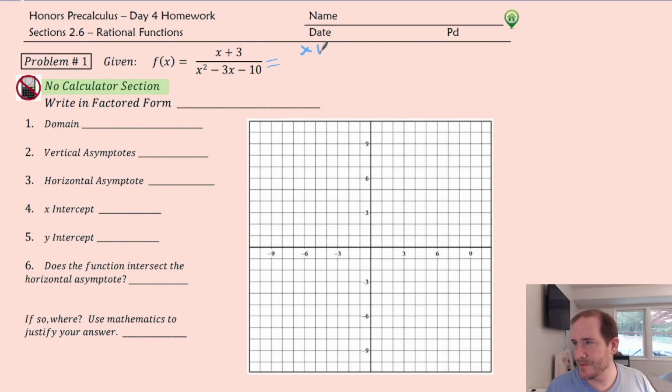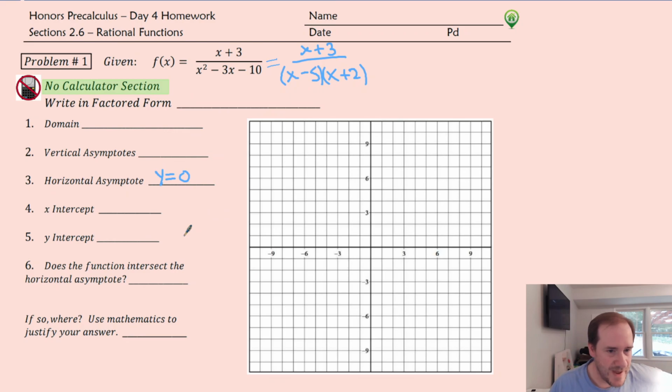So we've got the x plus 3 in the numerator. The denominator factors to an x minus 5 and an x plus 2. So right away, I see that nothing cancels, so we have vertical asymptotes but no holes. I also see that we're back to a denominator that has the greater degree. So we're back to having a horizontal asymptote. That's at y equals 0, and we don't have a slant asymptote.